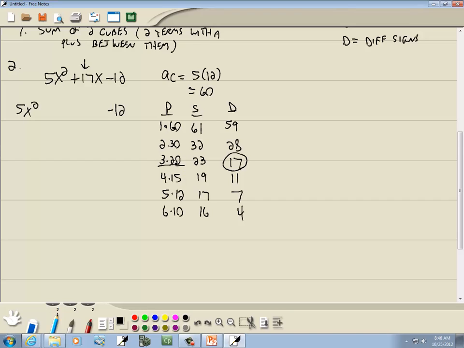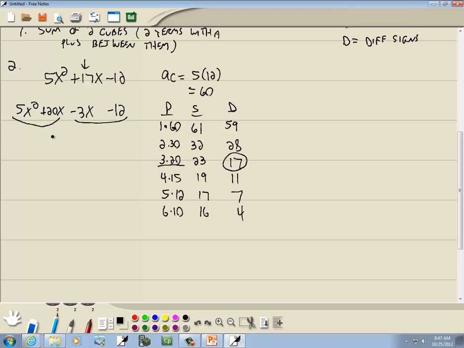Remember our note. Larger number in the P column, which is 20. We're talking about the ones we're going to use. Larger number in the P column, which is 20, is the same sign as the middle term, which was positive. This is 17x, our middle term. Now, the numbers we circled are in the difference column, D for different signs. So if the 20 is positive, then the 3 will be negative.